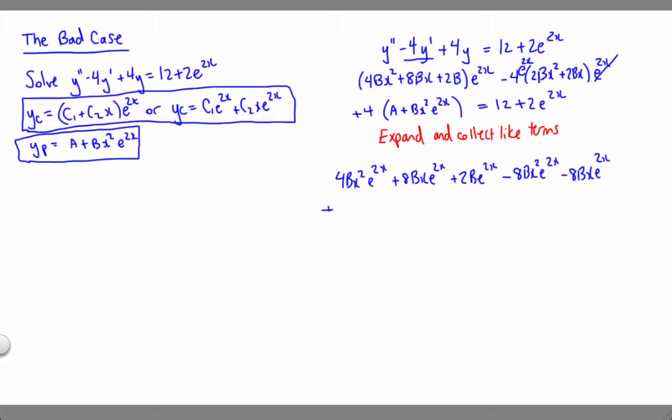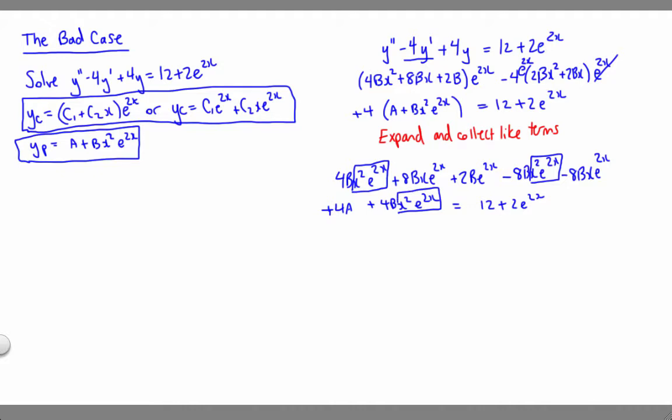Okay, then one more set of brackets to go, plus 4a plus 4bx squared e to the 2x is equal to the right side. Okay, so now I'm starting to feel like we're getting somewhere. So let's try to collect the like terms. Let's look at all the terms that have the form x squared e to the 2x. So there's one of them. There's another one. And we've got one more down here.